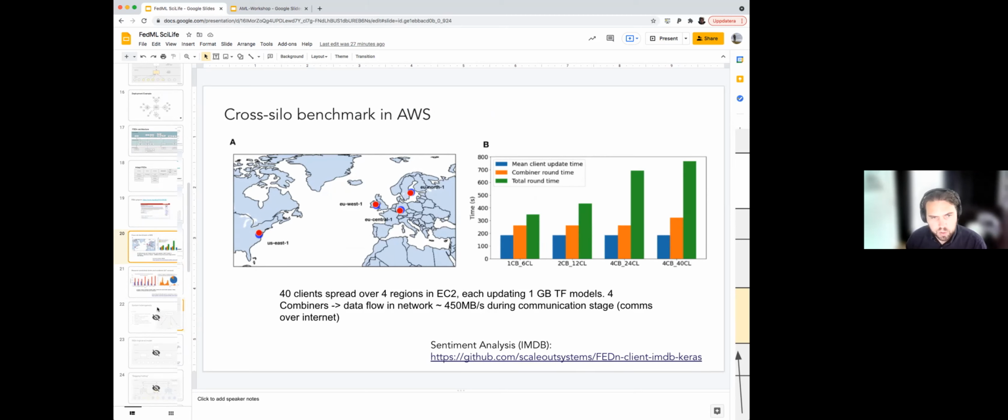So here we did experiments with this combiner network deployed in 4 regions of the Amazon cloud, geographically spread out, and up to 40 clients, each updating an NLP model that was 1 gigabyte in size. So in every round, essentially, we're communicating 40 gigabytes worth of data. And when we did this benchmark, a few months ago, we arrived at a network data throughput rate of about 450 megabytes per second on a 1 gigabit theoretical line. So that's quite good. It shows that we can accommodate scaling for large models.